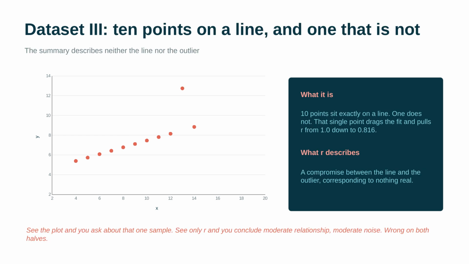Dataset 3 is a perfectly straight line, with 1 point off it. 10 of the 11 points sit exactly on a line. 1 does not. And that single point has pulled the fitted regression away from the true relationship, and it has dragged the correlation down from 1.0 to 0.816. So the summary is now describing neither thing. It is not describing the tight line that 10 points are on, and it is not describing the outlier. It is describing a compromise between them that corresponds to nothing real. If you saw the plot, you would immediately ask what happened with that one sample. If you saw only R equals 0.816, you would conclude there is a moderately strong relationship with moderate noise, and you would be wrong about both halves of that sentence.